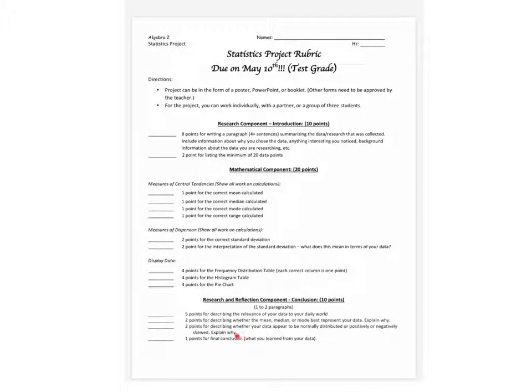Then this part here is going to be describing whether your data appears to be normally distributed or positively or negatively skewed. This is something we're going to be talking about once we hit measures of dispersion. So if you can't get these started yet, don't worry, hang tight. We're going to learn all of this this week.